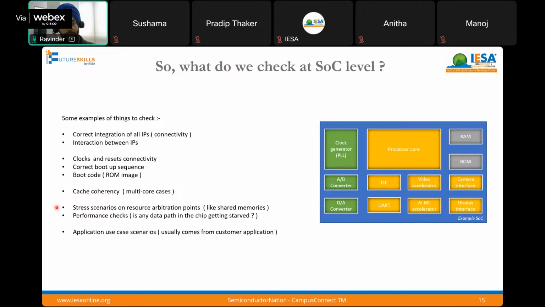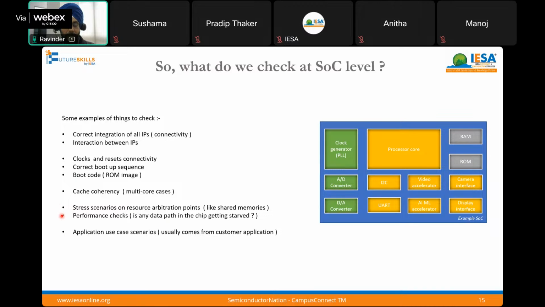Stress scenarios on resource arbitration points. So there can be points where, let's say in this case, there is one RAM for the entire chip, and all the IPs, including the processor core, will try to access the RAM, which is a shared resource to different IPs. Now that becomes an arbitration point. The RAM becomes a shared resource, and there is some arbitration in case of multiple IPs trying to access it at the same time. So there has to be stress testing there, that if there are multiple IPs accessing, then the system should still work. It should not get hung.